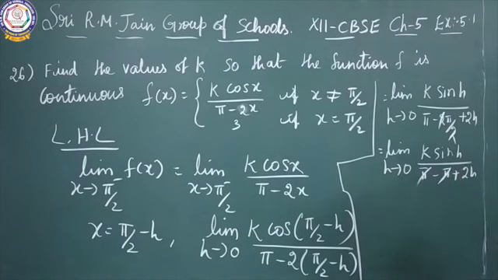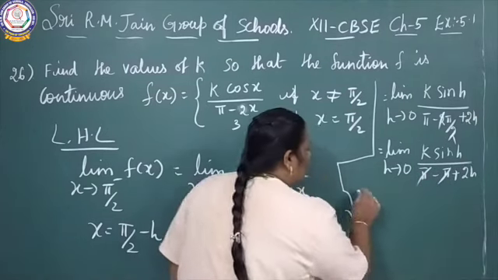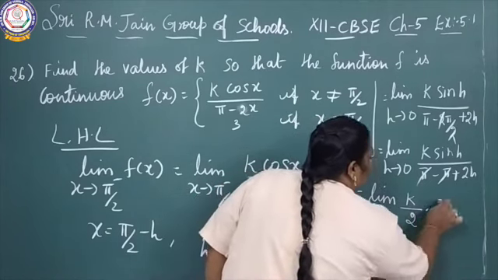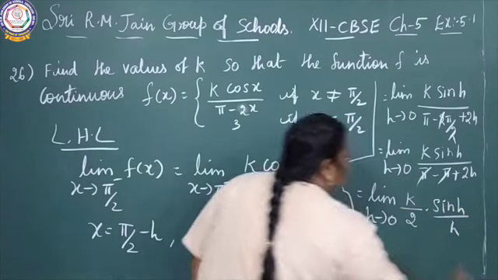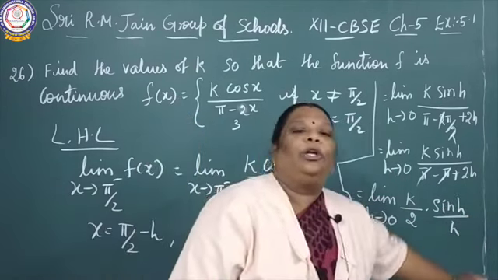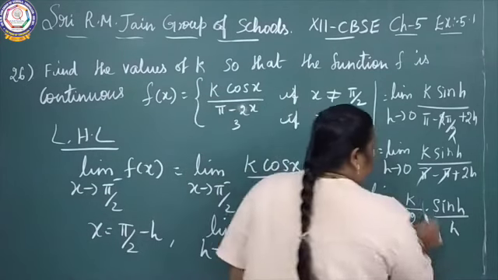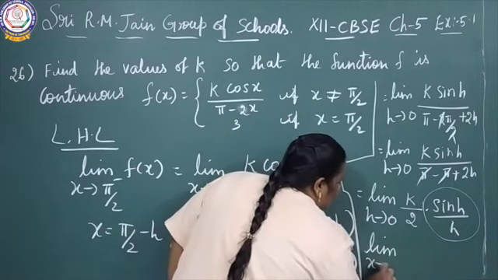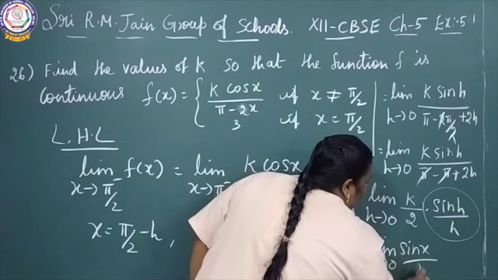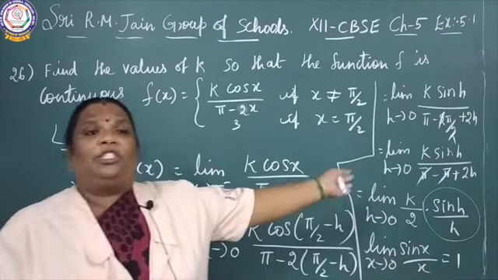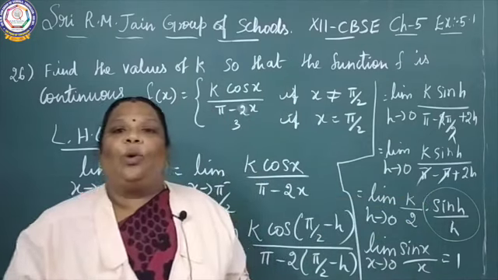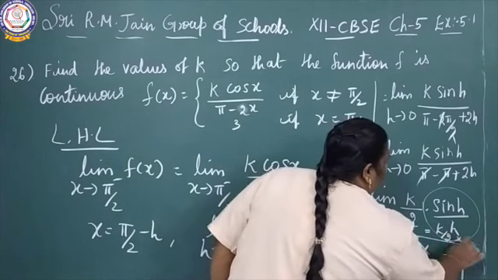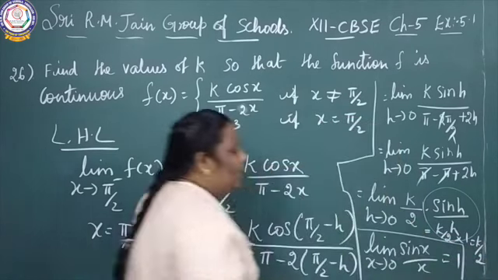So pi gets cancelled. Now you separate the values. See here, limit h tends to 0, k by 2 into sin h by h. That 2h I will write 2 into h. What is this value? See, we already seen limit x tends to 0, sin x by x equal to 1. The same way, limit h tends to 0, sin h by h equal to 1. So it gives k by 2 into 1. The value is equal to k by 2.